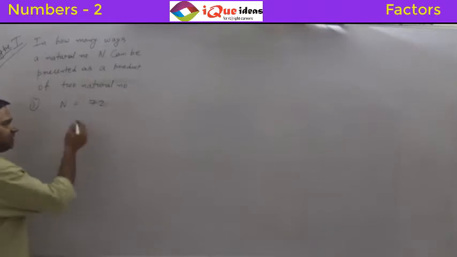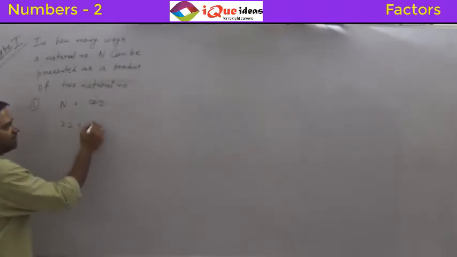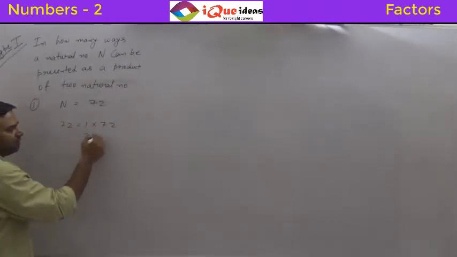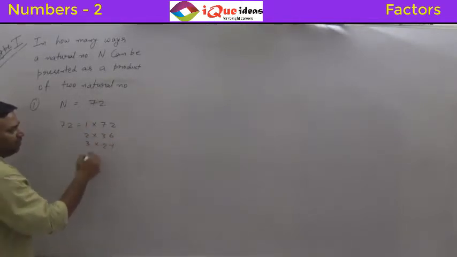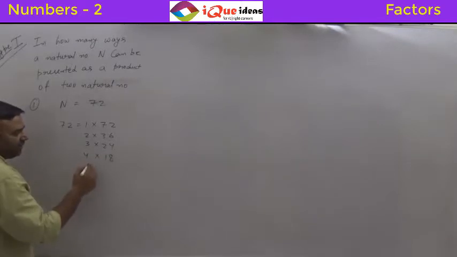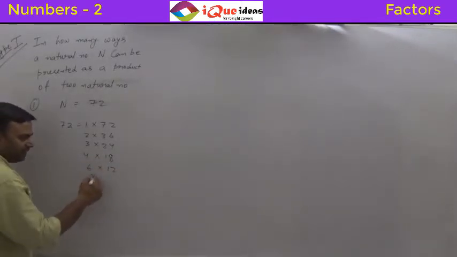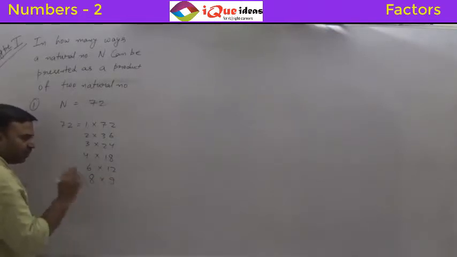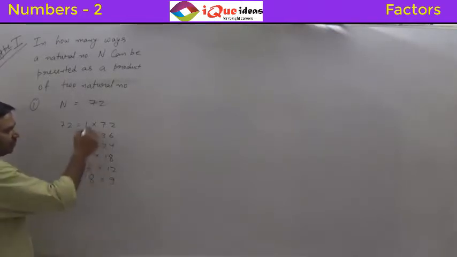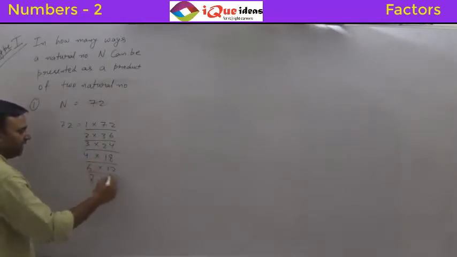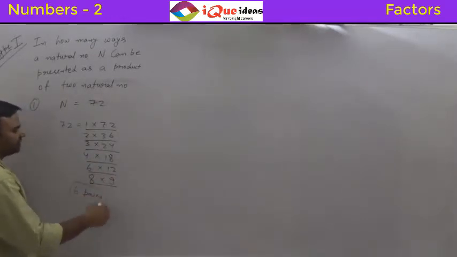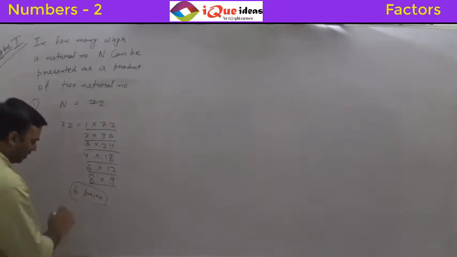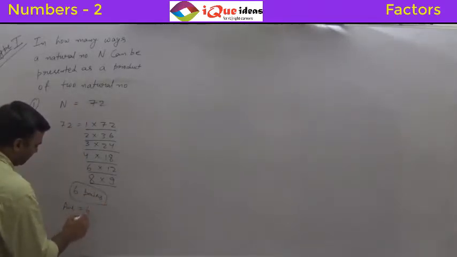Let's take the actual situation. 72 can be written as 1 into 72, 2 into 36. The similar process we have already done in the past. 3 into 24, 4 into 18. 5 will not be a factor. 6 will be a factor. 6 into 12. 7 will not be a factor. 8 into 9. Further, we don't need to go. Okay. So 1, 2, 3, 4, 5, 6. So there are 6 pairs. So the answer to that question will be 6 ways. Alright, so the answer is 6.